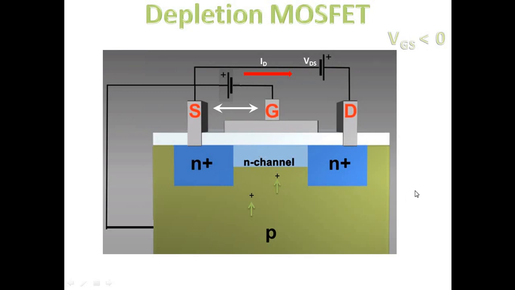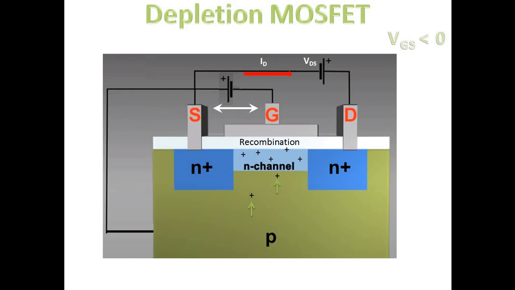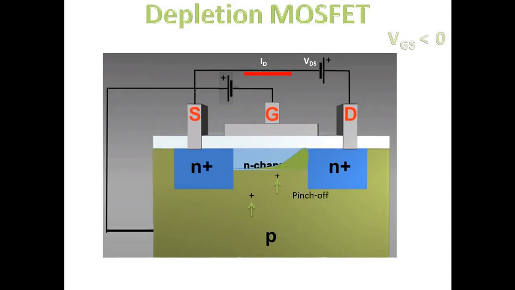So as you go on increasing VGS to some negative value, more and more holes will go inside the N channel and they will start recombining with the electrons present there. So the number of electrons inside the N channel will start falling drastically, and slowly you will reach a state where this N channel does not have any carrier near the drain terminal and the channel pinches off.